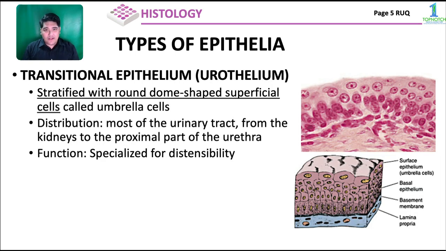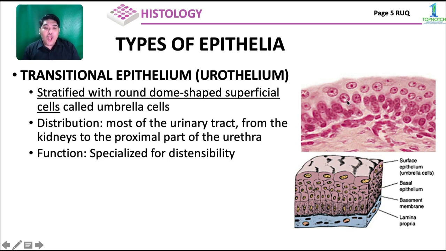At ang walang kamatayang nag-iisang favorite mula pa ng med school, malay mo lumabas ngayong board exam, ang iyong transitional epithelium, other term, urothelium. Okay? It is stratified with round dome-shaped superficial cells. At itong mga superficial round dome na to, ang tawag dito ay umbrella cells. Kasi nga, mukha naman talaga siyang payong. Ayan, mukhang payong.